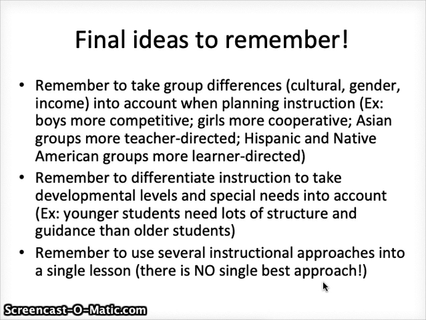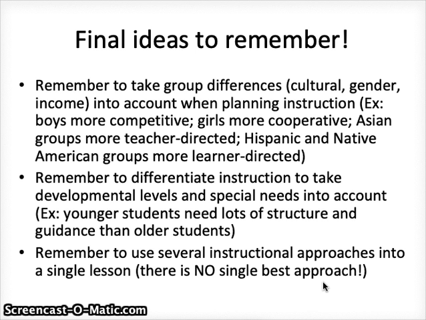Knowing that, different cultural groups, like Asian groups, are more used to more teacher-directed instruction, taking direction in a more direct way from a teacher, whereas Hispanic and Native American groups tend to be more learner-directed. They work better as teams in cooperation because their family backgrounds tend to be of that manner, where they work together to get things done, okay?